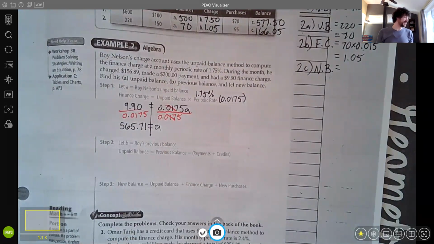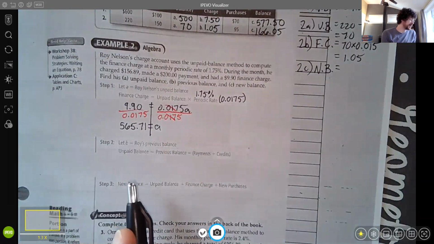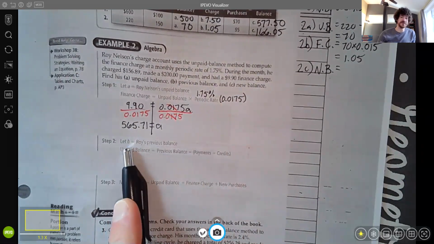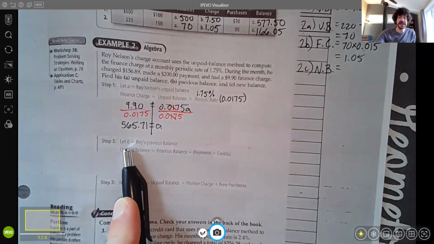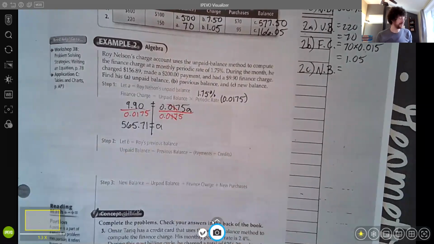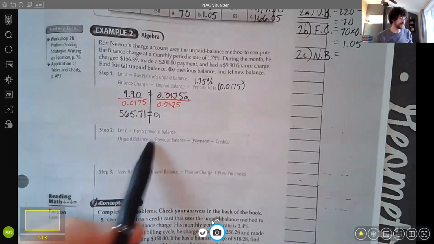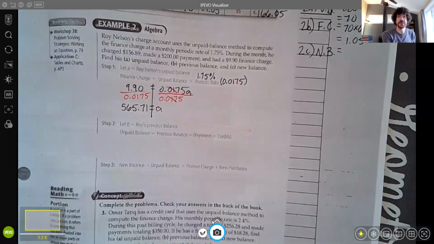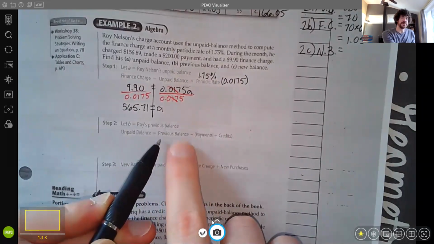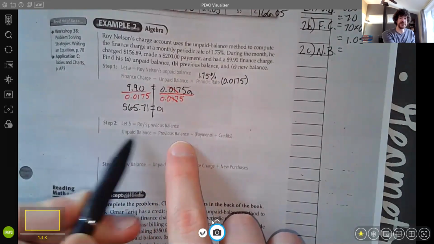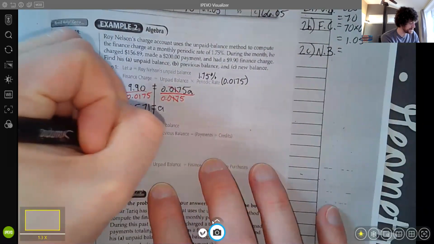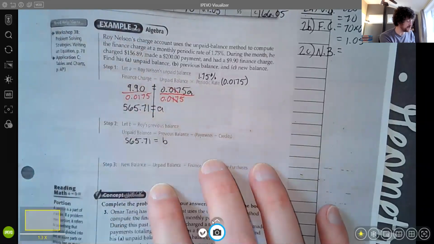Now, for this next problem, it says we also have to calculate the previous balance. So we're going with previous balance here. It's saying to use B for that. And I think they're using A, B, and C because they're just parts A, B, and C of the problem. All right, so to calculate the previous balance, this is the only thing we don't know because now we have the unpaid balance. It's $565.71.